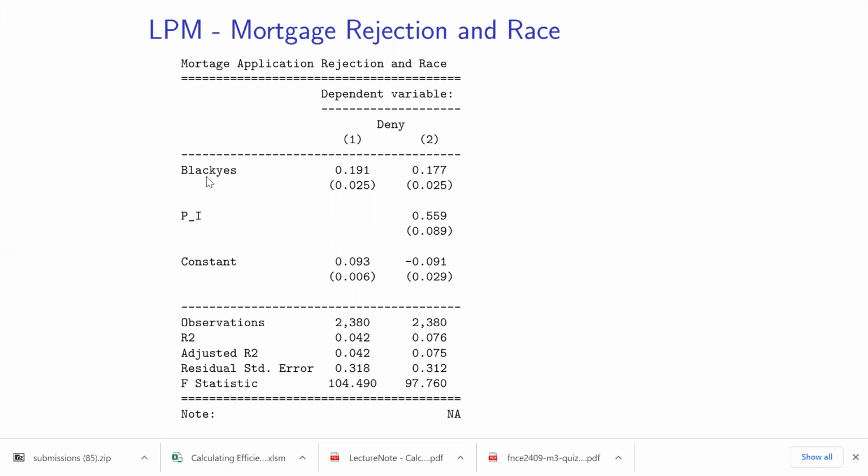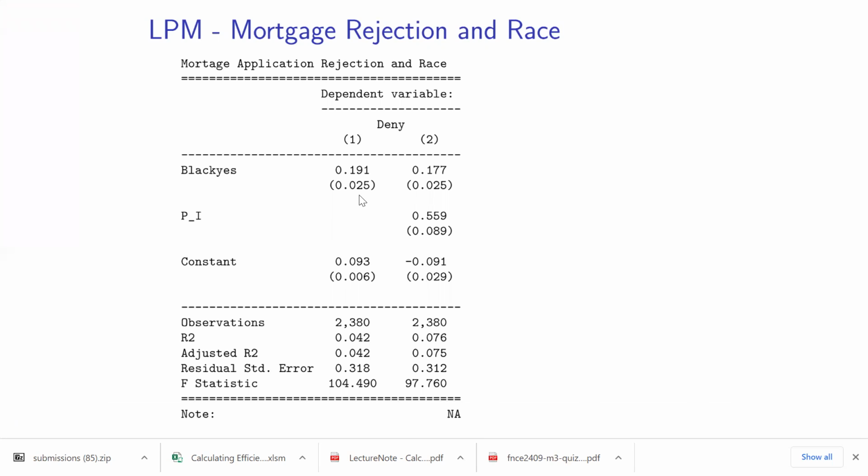The coefficient for beta still measures the difference in means, like before. In this case, the estimate of 0.191 means that on average, the probability of getting a mortgage application denied is 19.1% higher for black applicants. This variable is statistically significant at 5% level or less.